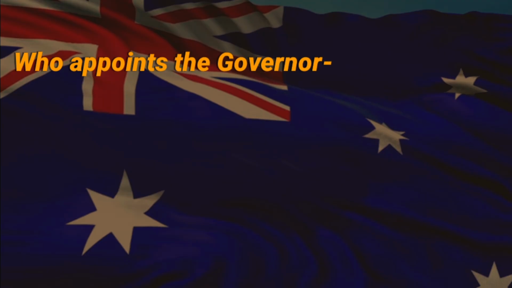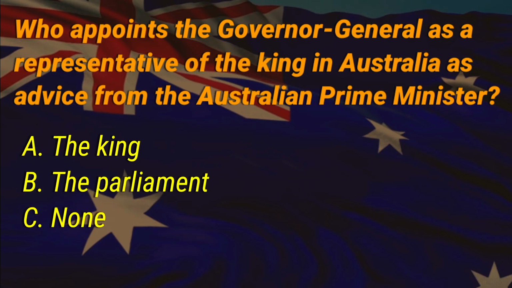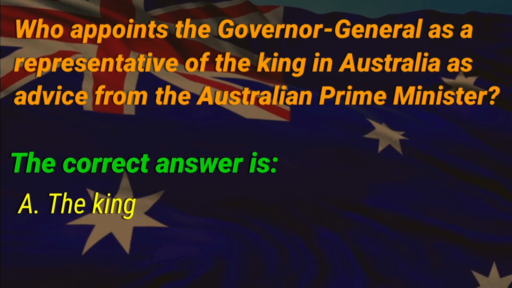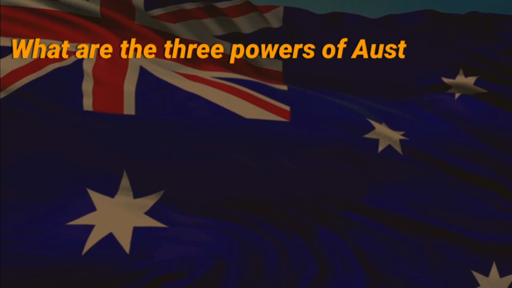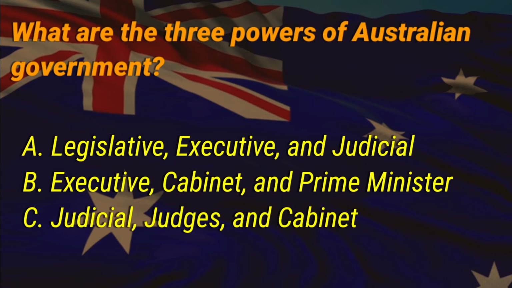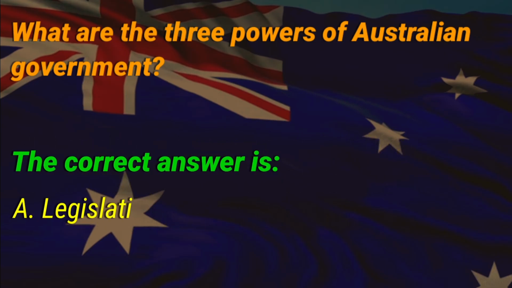Executive. Who appoints the Governor-General as a representative of the King in Australia, on advice from the Australian Prime Minister? A. The King, B. The Parliament, C. None of the above. The correct answer is A. The King. What are the 3 powers of Australian government? A. Legislative, executive, and judicial, B. Executive, Cabinet, and Prime Minister. C. Judicial, Judges, and Cabinet. The correct answer is A.